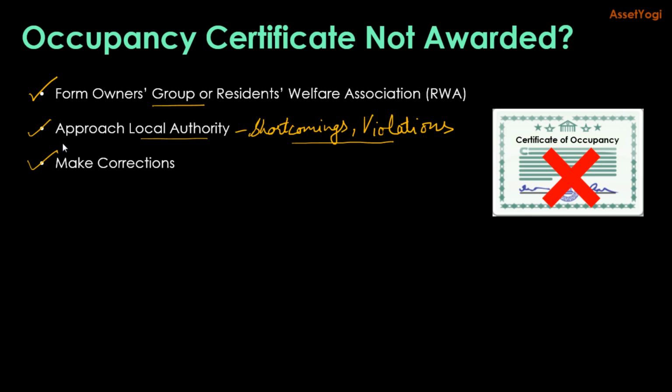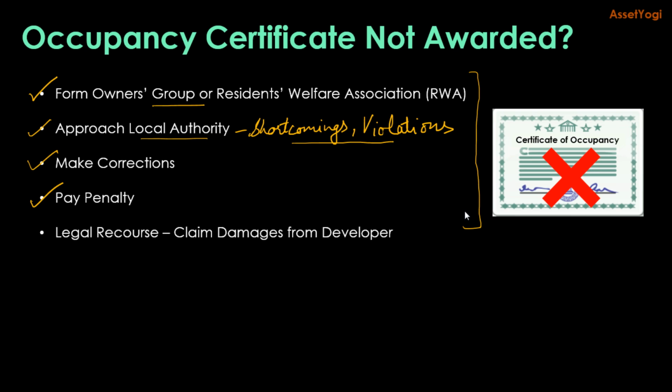And sometimes the correction cannot be done, however you can pay the penalty. If it's a small penalty, you can always pay that penalty and get the occupancy certificate rather than having legal troubles later on. Although as a property owner you will have to take all these troubles, you can always approach the courts also and claim damages from the developer, because ultimately it was the responsibility of the developer only to get the occupancy certificate.